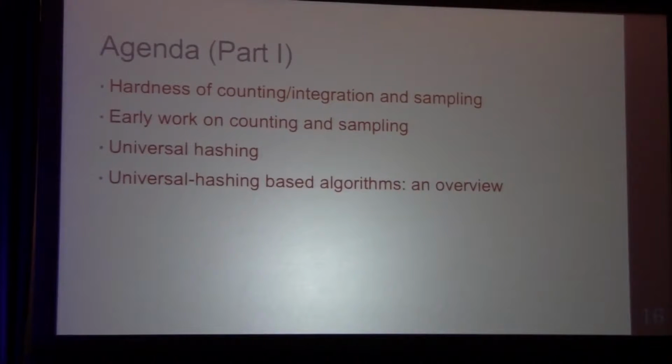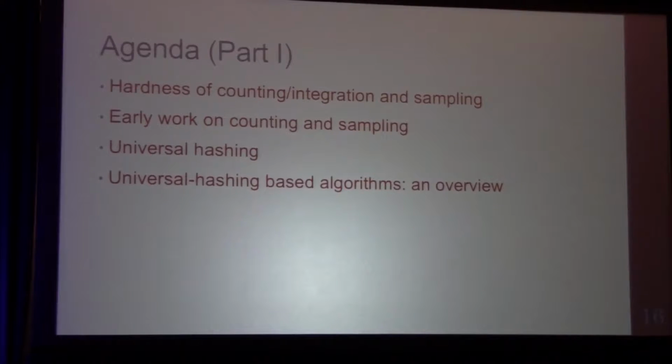Okay, so this is what we will do now with the next 20 minutes, 25 minutes. We're first going to look at that. Now we know what these two problems are. Now we've seen some motivations for them. How hard is it to really solve this? Computational complexity-wise, how hard is it? And then we'll see some early work on counting and sampling. We'll see some of the limitations as well. And then we'll come to a particular genre of techniques that use what is called universal hashing.